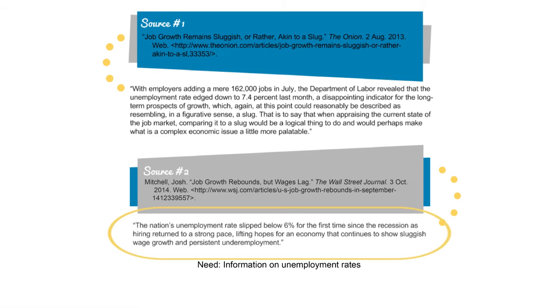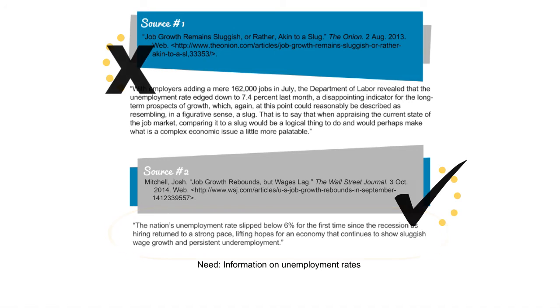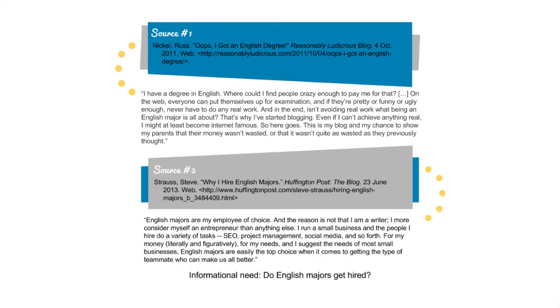Source number 2 comes from the Wall Street Journal. After reading the excerpt, which contains data, it's clear that the purpose is to inform. Given the informational need, source number 2 is more appropriate than source number 1. Let's look at one more example.